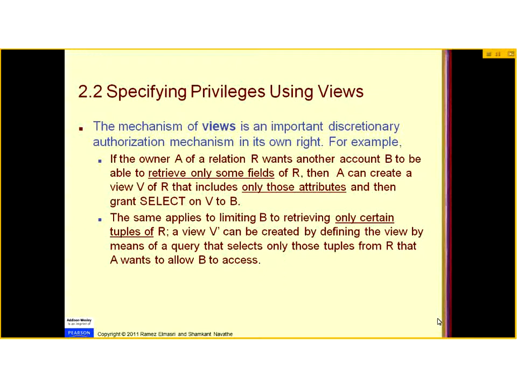The mechanism of views is an important discretionary authorization mechanism in its own right. For example, if the owner A of a relation R wants some other account to be able to retrieve only some fields of R, then A creates a view and provides only those attributes to B by granting select on V to B. So you can provide restricted access to someone else as well.